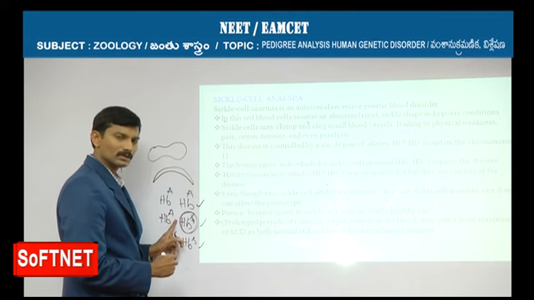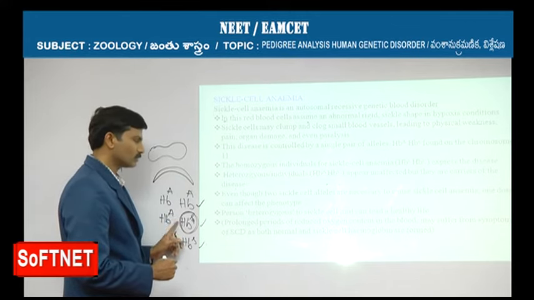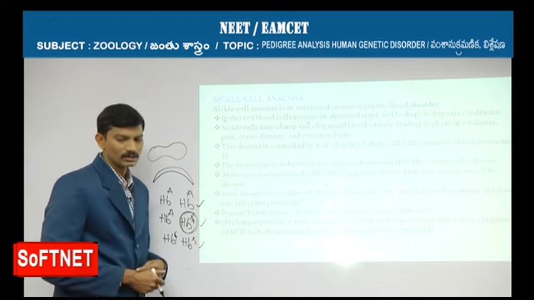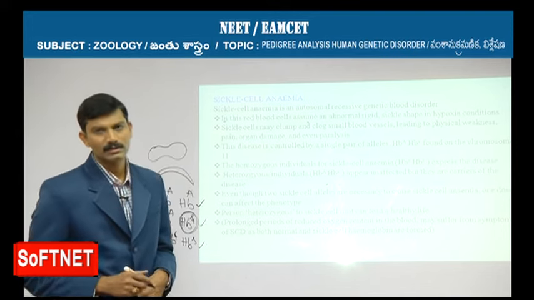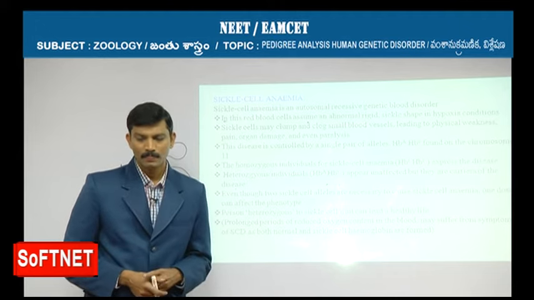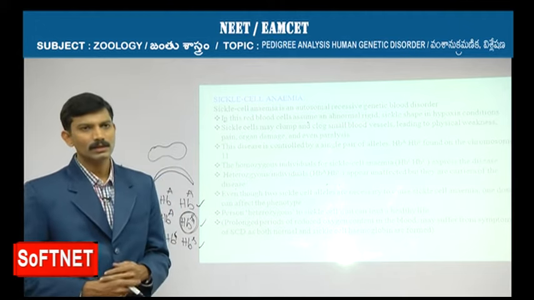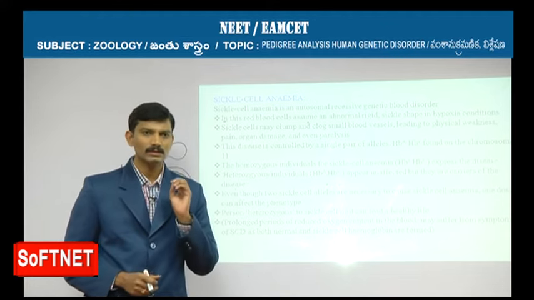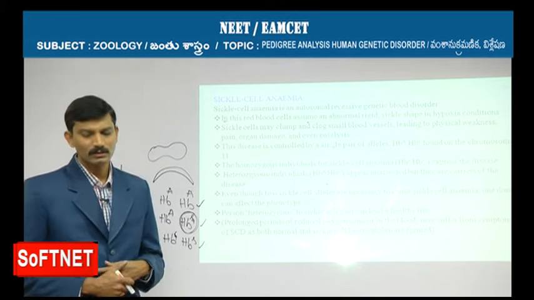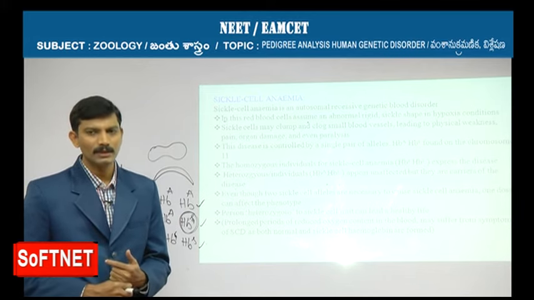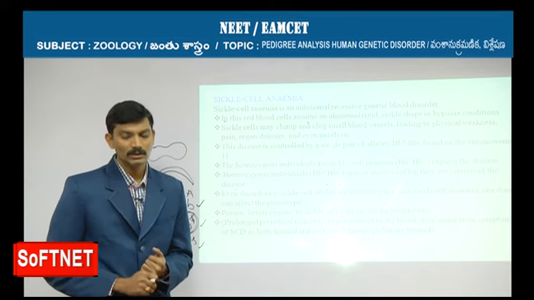In the heterozygous condition also, if they are exposed to hypoxic conditions, the cells may turn into the sickle cell shape. In the homozygous recessive case, all the cells remain in a sickle cell shape from birth. So in order to cause sickle cell anemia, a pair of alleles should be present, and two sickle cell alleles are necessary to affect this disorder. In the heterozygous condition the disorder does not appear, but in hypoxic conditions it appears again.